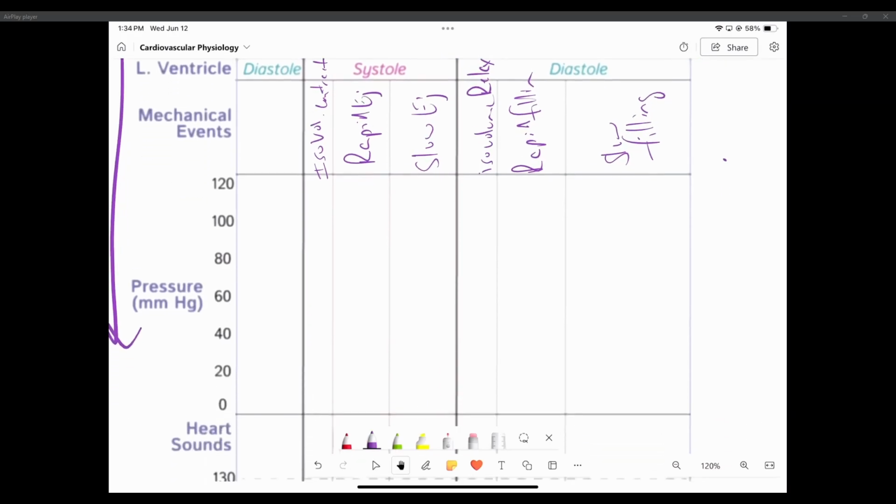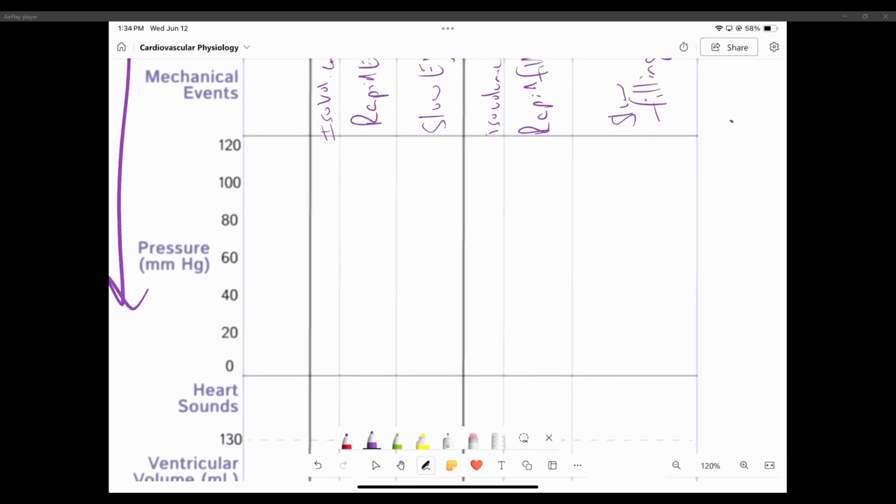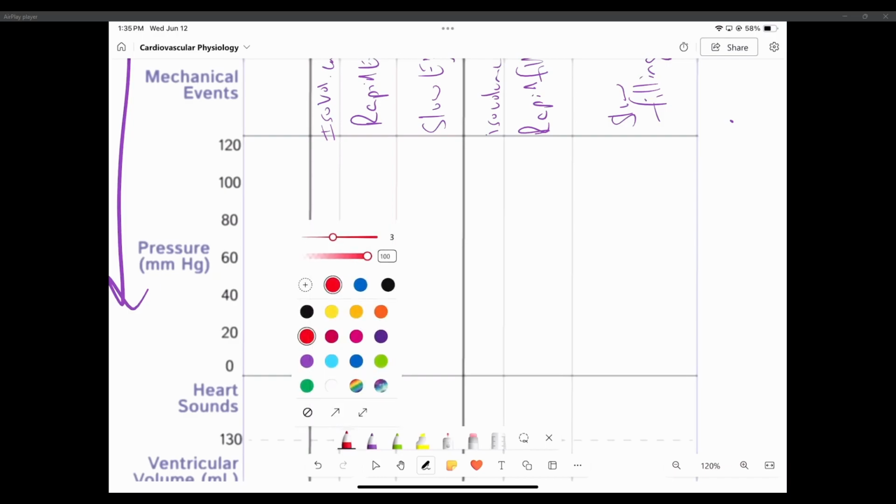Now, let's look at what happens as we start going down. Remember, we're going to be looking at left-sided pressures only. So the only pressures we're going to put on here are atrial, ventricular, and aortic pressures. That's the only 3 things we're going to put on here. So we'll put them in different lines, different colors. The first color we're going to do is red, and we'll do this as aortic pressure.